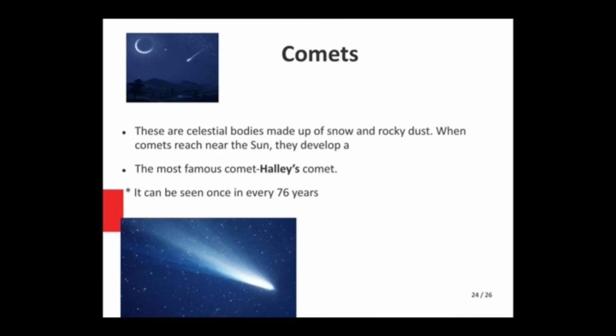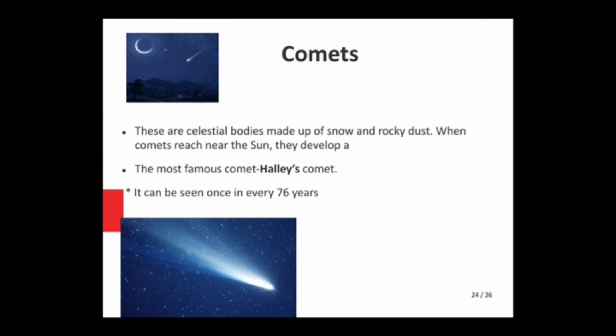Now, comets. These are other members of our solar system. These are celestial bodies made up of snow and rocky dust. And when comets reach near the sun, they develop a tail. The most famous comet is Halley's Comet. It can be seen once in every 76 years. And it was last seen in 1986. So the next turn is after 76 years.